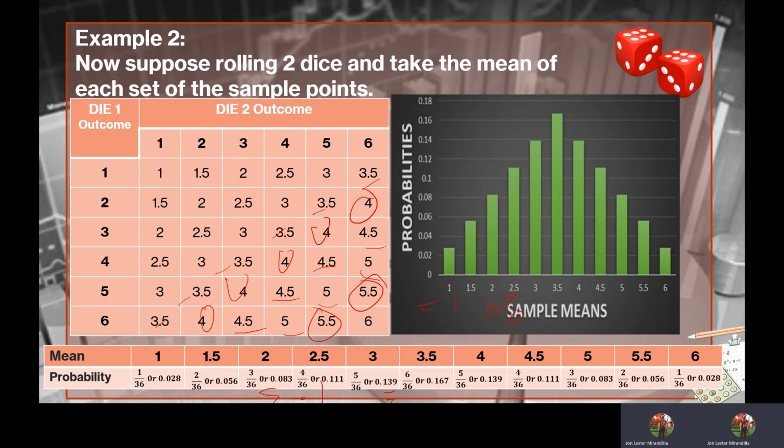Nagets ba yung ating example number 2? Kung saan kinuha natin yung mga mean, kinuha natin yung mean of the means and yung probability.